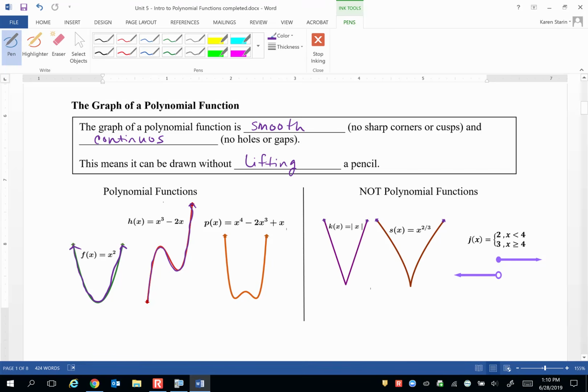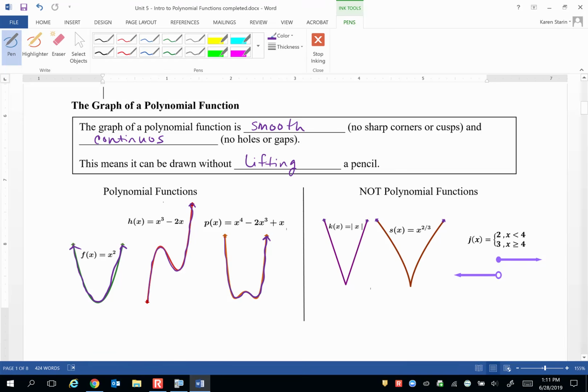And then p of x, which is in orange, is what we call a quartic function, or a polynomial of degree 4. And once again, if we were to trace this function, you would see that we never have to lift our pencil, and every turn that we take is smooth.